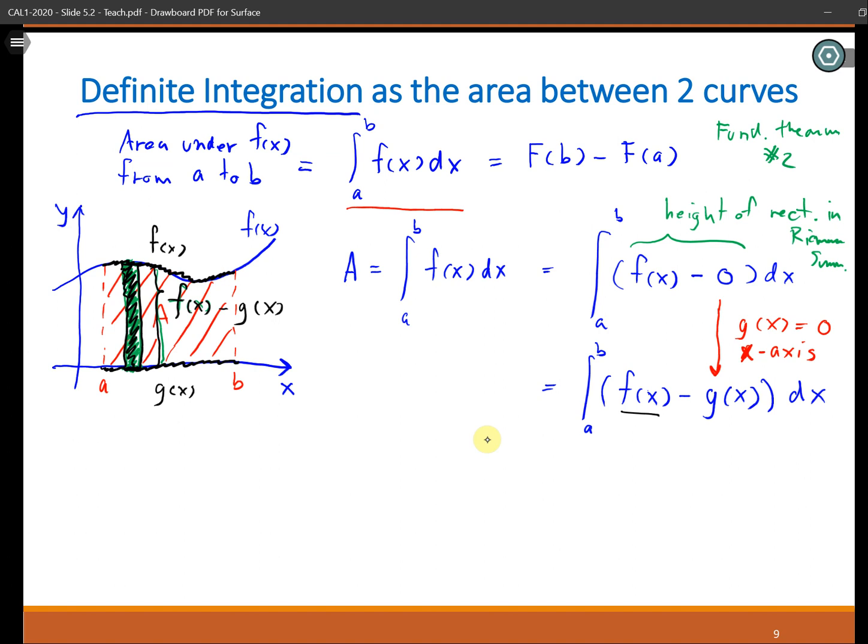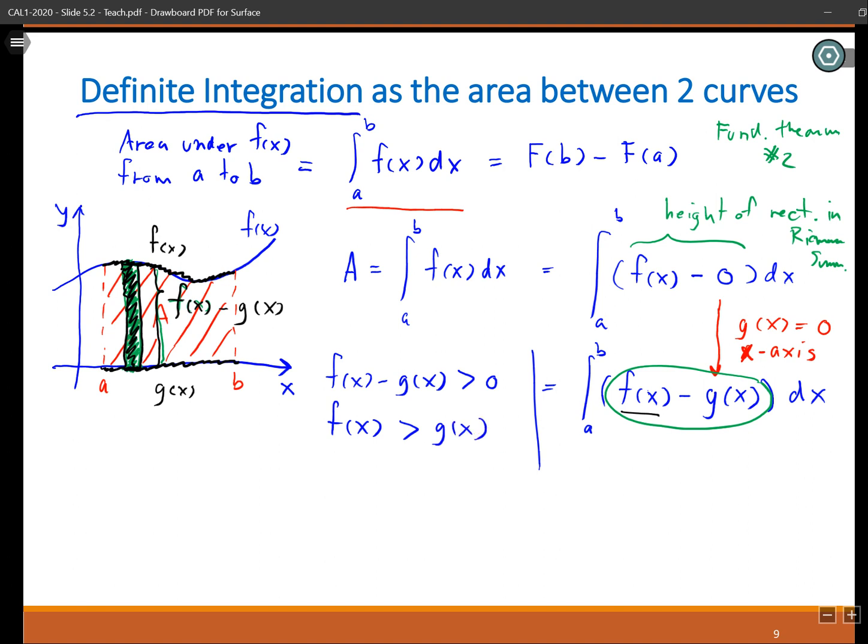One thing I would like to talk about here is f(x) minus g(x). I mentioned that this term is the height of the rectangle in the Riemann sum. The height has to be positive. So let's write that down. f(x) minus g(x), the height of this rectangle, must be positive. So we switch around, and we can see that f(x) has to be greater than g(x).